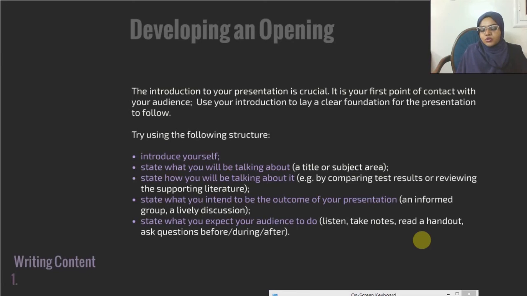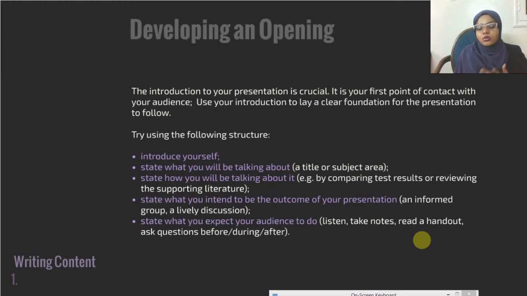Try using the following structure. Number one, you introduce yourself. Number two, state what you will be talking about, the title or the subject area. Three, state how you will be talking about it, for example by comparing test results or reviewing the supporting literature, or any other approach you are using to deliver the material or the subject. Number three, state what you intend to be the outcome of your presentation, an informed group or a lively discussion.